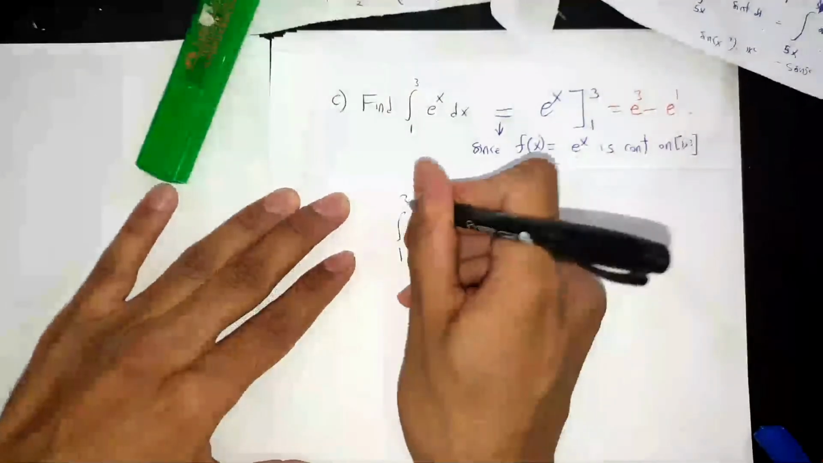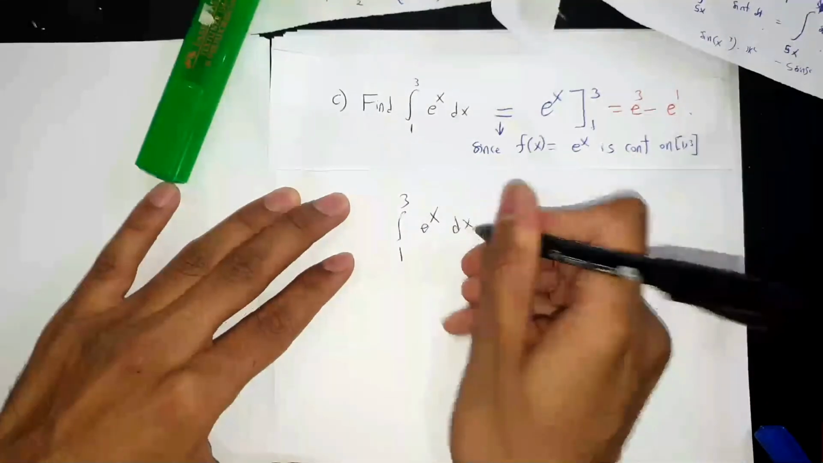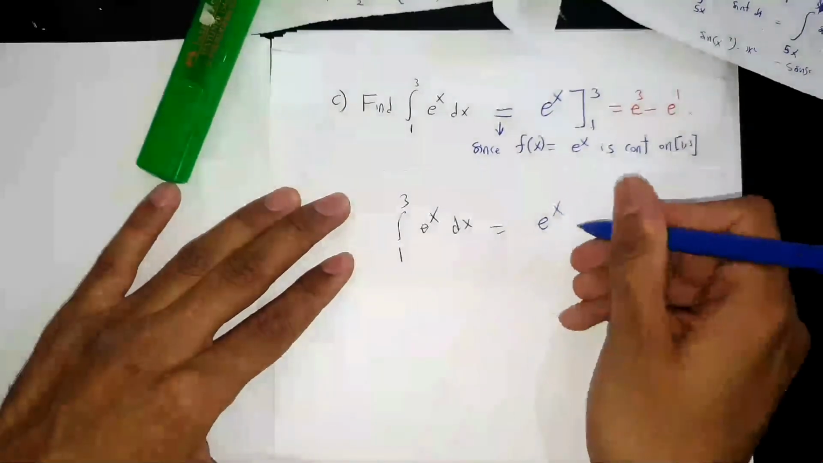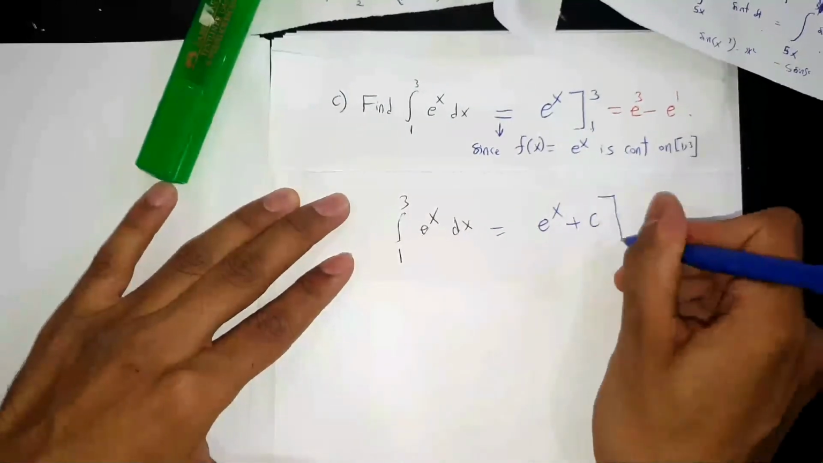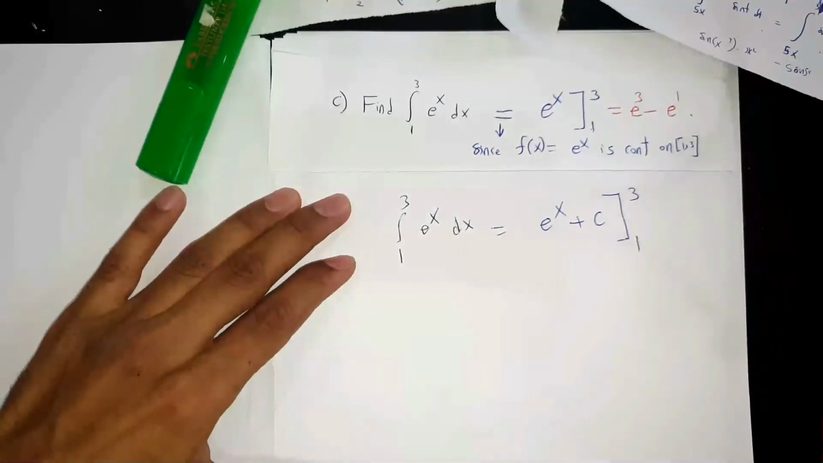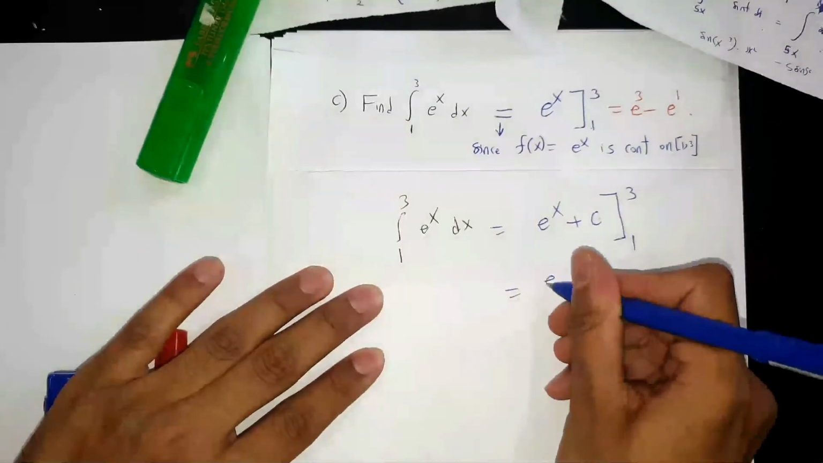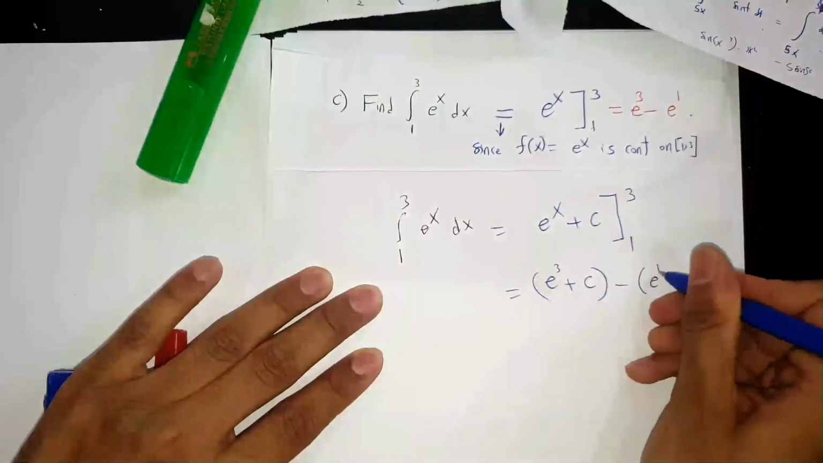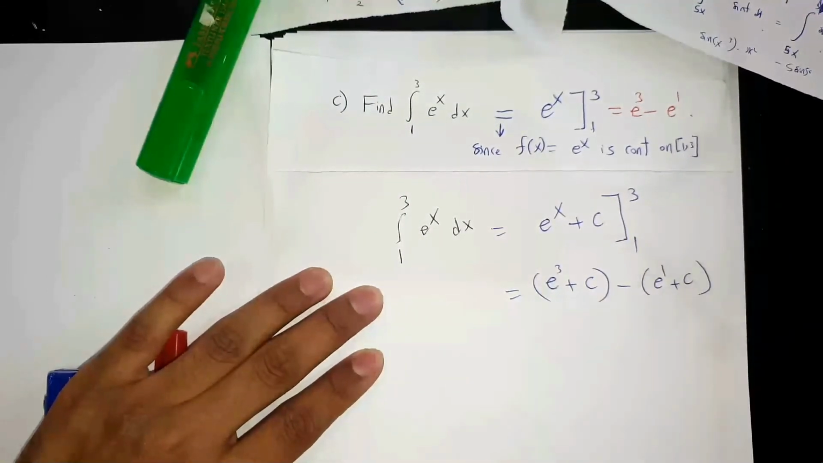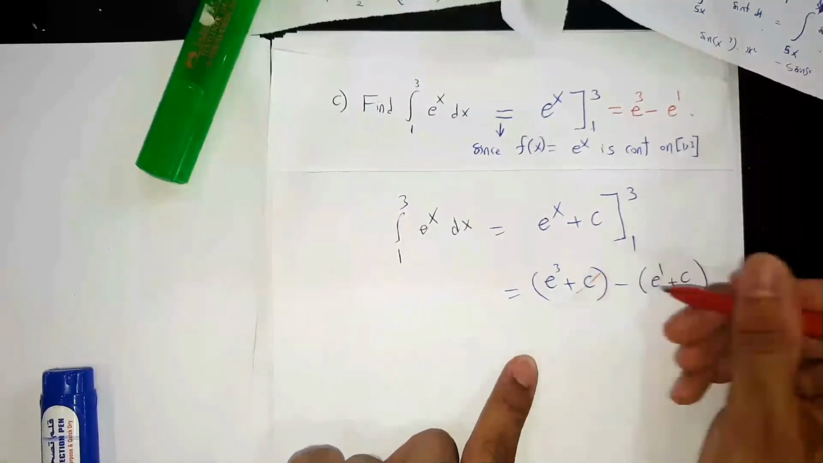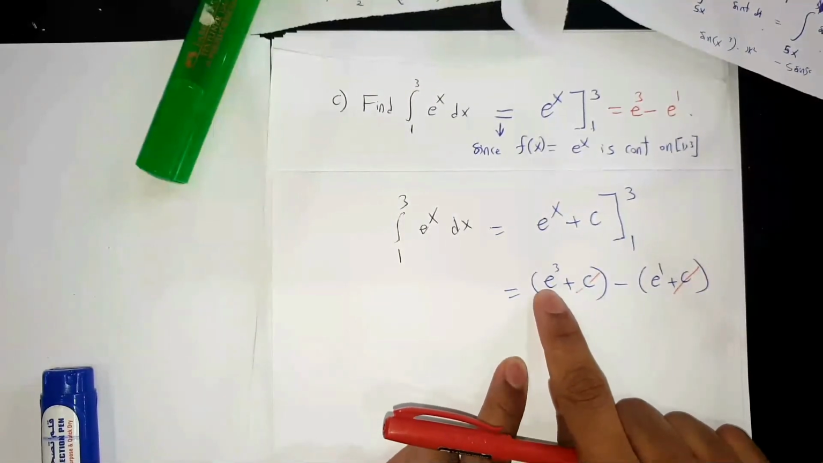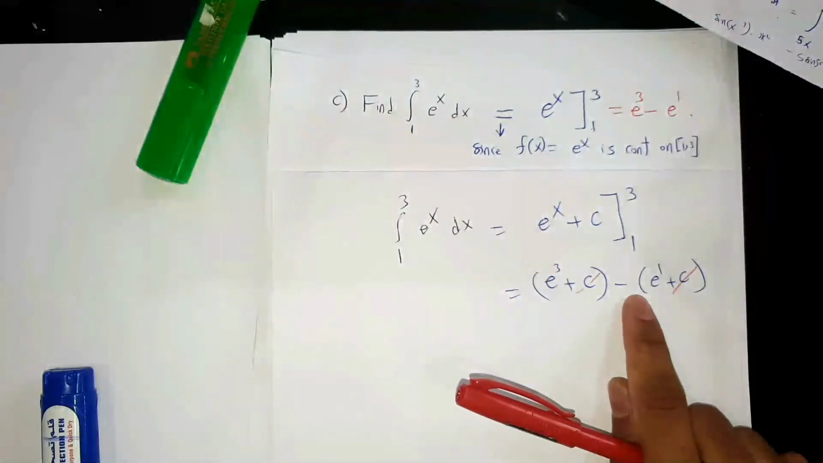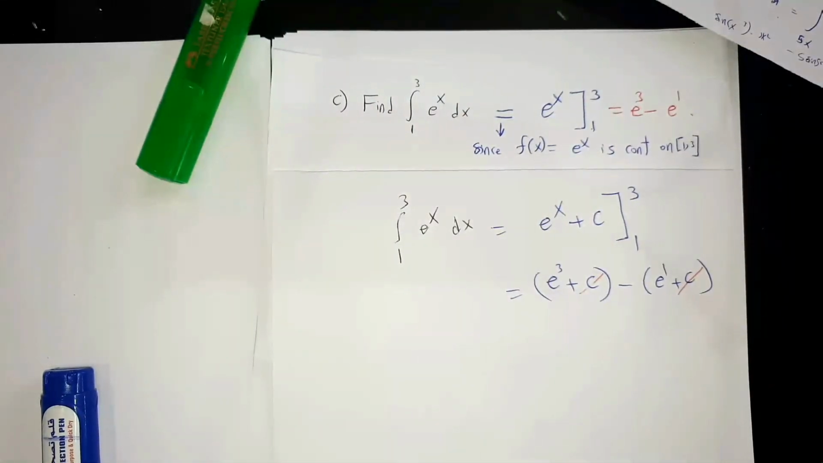This is the integral from 1 to 3 of e to the power x dx. Well, you find the general antiderivative, which is e to the power x plus constant. You evaluate from 1 to 3. Then, if you evaluate at 3, you will get e^3 plus constant c, minus evaluate at 1, you will get e to the power 1 plus constant c. Clearly, you can see that this constant c will cancel this constant c. Then the answer will be e cubed minus e to the power 1. So it is the same story.